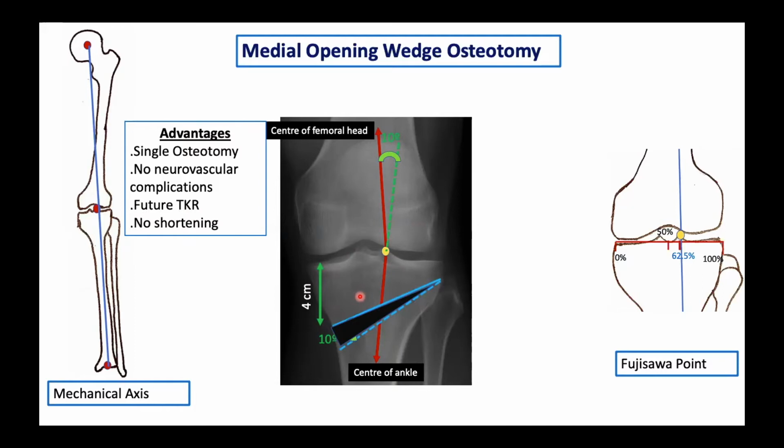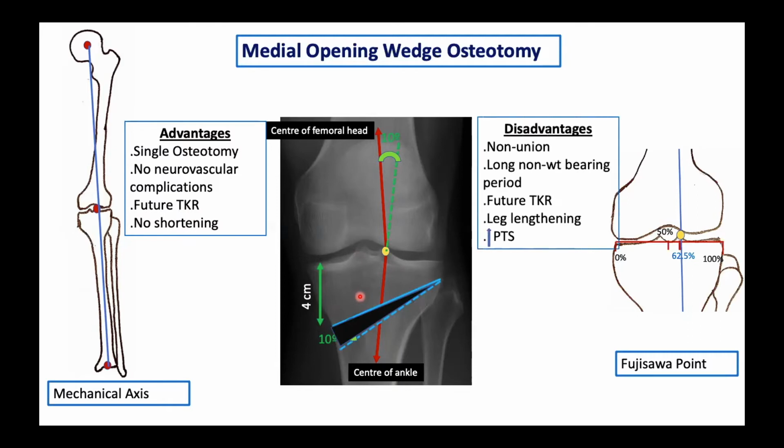But of course, some disadvantages come along with the advantages. There is some chance of non-union, and the weight bearing period is long. This is longer as compared to the lateral closing wedge osteotomy. And leg lengthening may be present. There is no shortening, but leg lengthening may be present. And the posterior tibial slope may increase, and this may have some effect on the mechanical aspects of the anterior cruciate ligament as well.